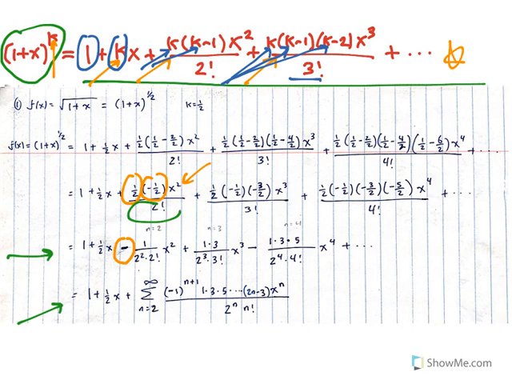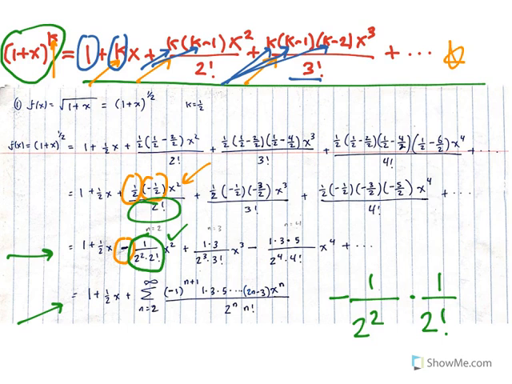But then you're dividing that by 2 factorial. How do you divide negative 1 over 2 to the second by 2 factorial? You divide by 2 factorial by multiplying by the reciprocal of 2 factorial, which is 1 over 2 factorial. So that's how you get negative 1 over 2 to the second times 2 factorial. And of course you have the x squared.